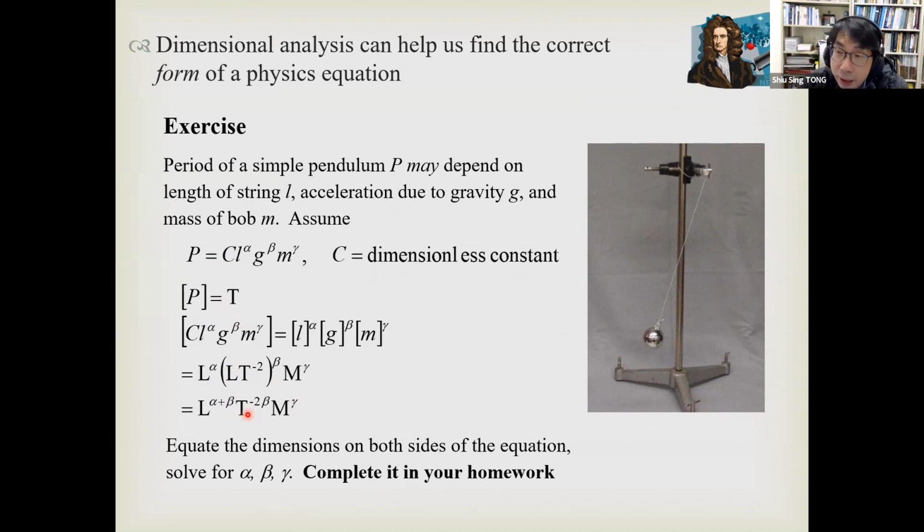So by listing out these three equations, you will be able to solve for alpha, beta, and gamma easily. And you can look up what the constant C is from the internet or from your textbook. So please complete your homework. I give you the solution, but I suggest you do it before looking at the solution.